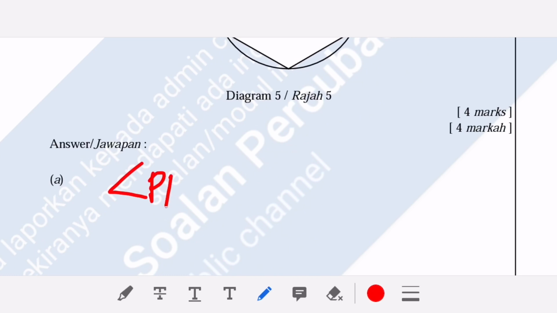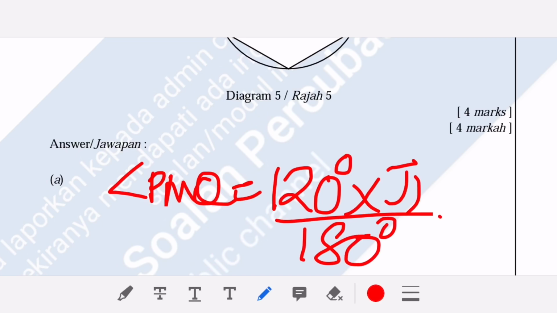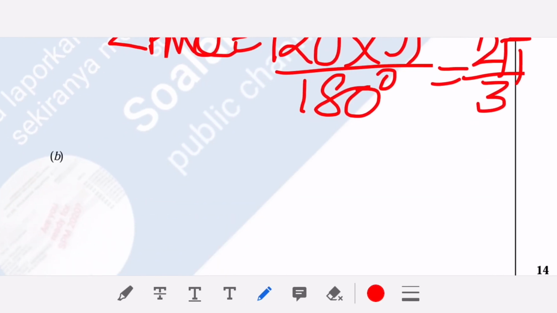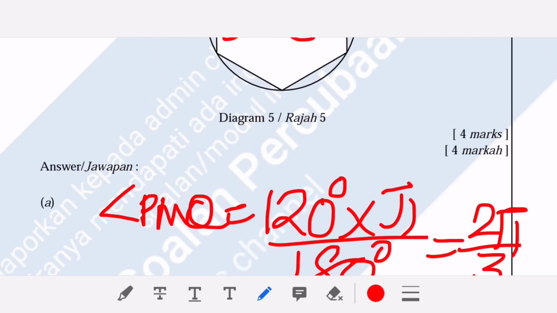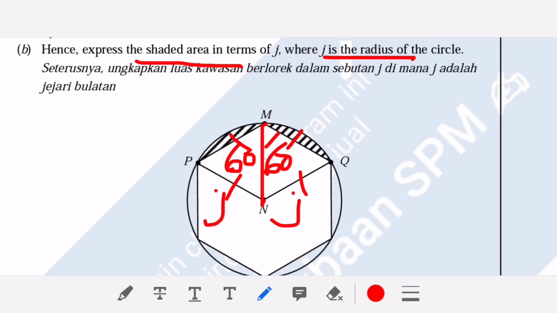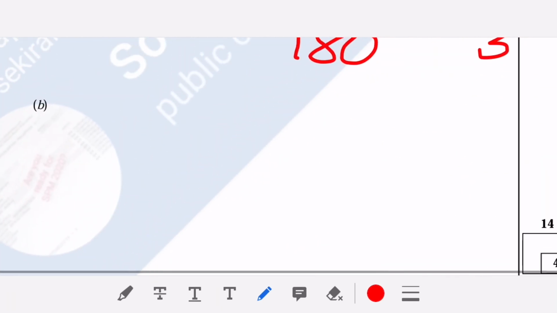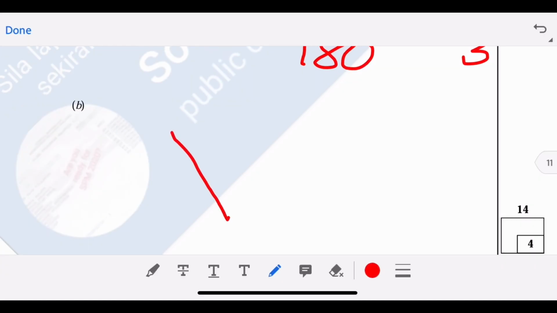So that means the angle that we need to calculate is 120 degree, and we convert to radian by multiply with pi over 180 degree. So we got 2 over 3 pi radian. Next, we will find the area for the shaded region, which are actually segments. So we will find the area of the sector and then minus the area of the triangle.